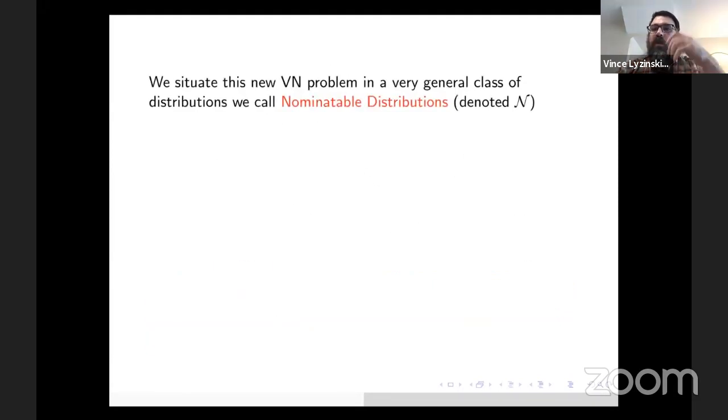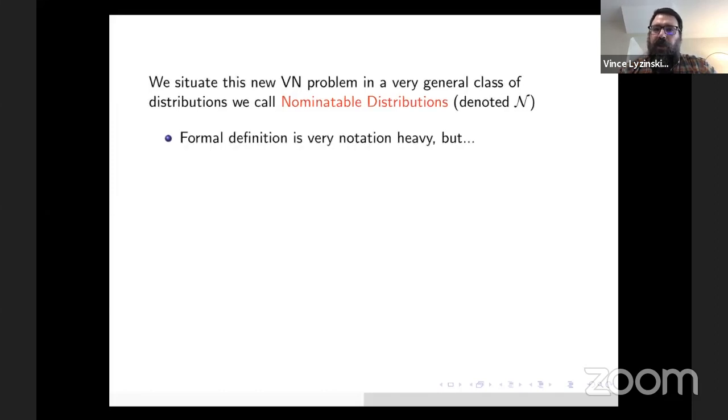And in order to move past the idea that communities delineate interestingness, we situated this new problem framework in a very general class of distributions that we called nominatable distributions. I'll give a full caveat: we are awful at naming things, and so our acronyms are always unpronounceable. The names we give things are very straightforward, but seldom elegant. So nominatable distributions are distributions we can nominate from.